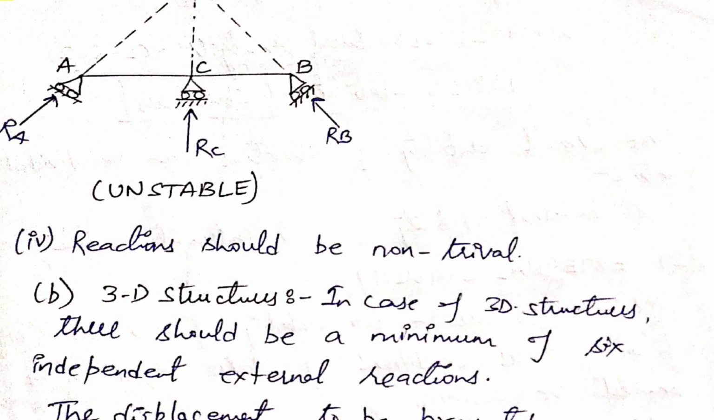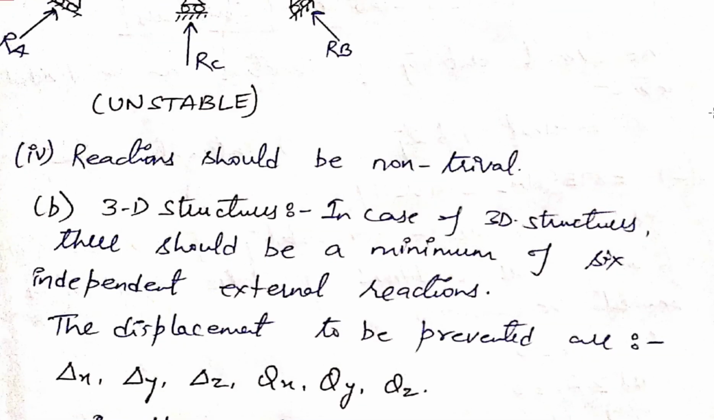So for stability in 3D structures, there should be a minimum of 6 independent external reactions to prevent rigid body displacement of the structure. The displacements to be prevented are delta x, delta y, delta z, theta x, theta y, and theta z. For 3D structures, we should have six independent equations.